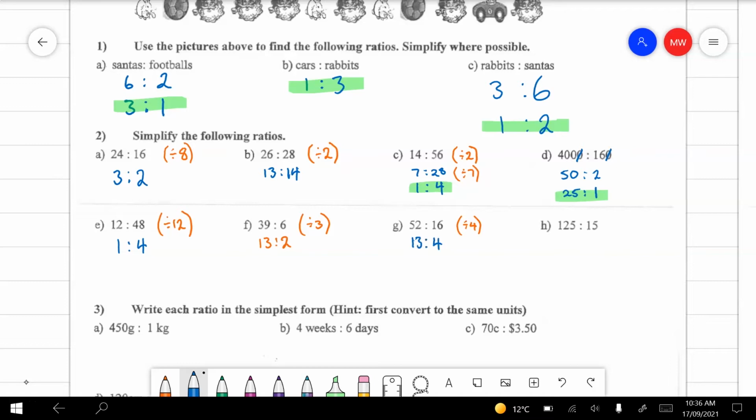That's my final answer. And last one, 5 will definitely go into both of those. So let's test that first and see if we can go any lower. 5 will go into 125 25 times, and 5 will go into 15 3 times, and we can't go any further, so that would be my final answer as well. Great, let's move on.